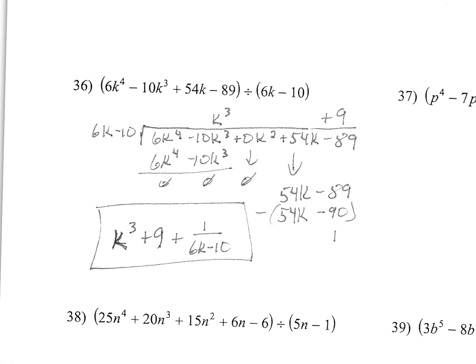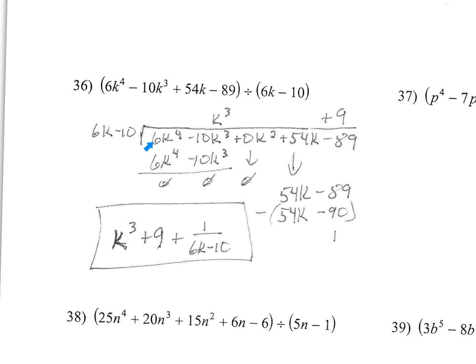Okay, so in 36, we're going to have to use long division. 6k to the fourth minus 10k to the third plus 54k minus 89, all divided by 6k minus 10. I can't really set this equal to 0 and get a whole number. We would get a fraction. So we're just going to set it up with long division. So 6k minus 10 divided into all of this. By the way, also remember you need to have everything represented when you divide. So this did not have a k squared, so I wrote 0k squared for that place value.